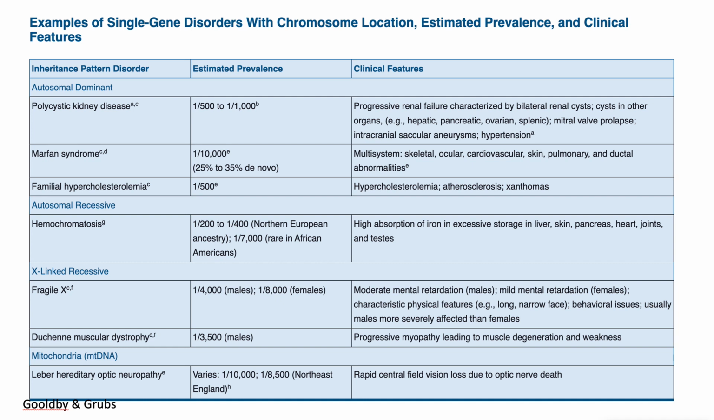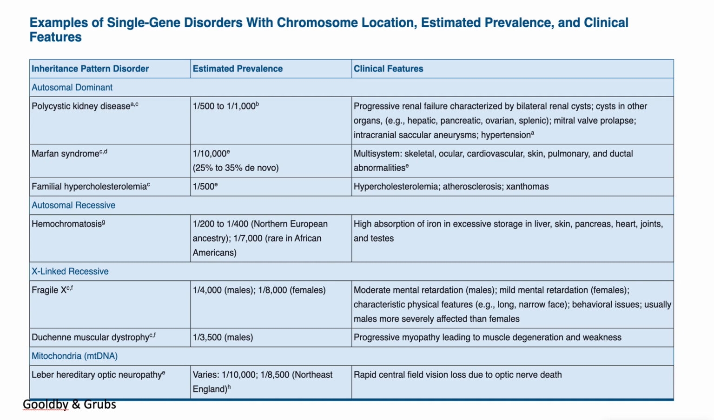Familial hypercholesterolemia, about 1 in 500, and that, of course, leads to cardiovascular disease, and xanthomas are kind of a way to find them when you're doing a physical exam. They don't, in and of themselves, cause much problems. Then you move on to the autosomal recessives, hemochromatosis, high absorption of iron, excessive storage in the liver, skin, pancreas, heart, joints, and testes. Predominant 1 to 200 to 1 to 400 in Northern Europeans, but rare in African Americans at 1 to 7,000.